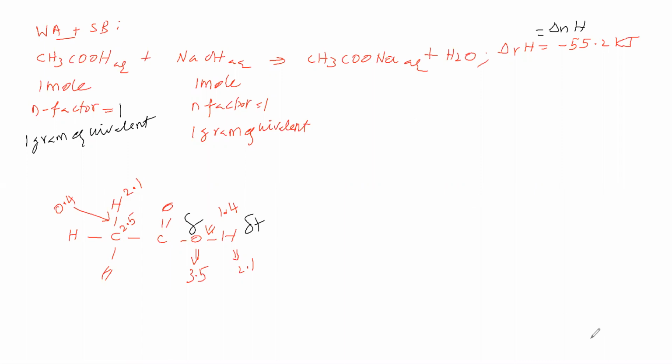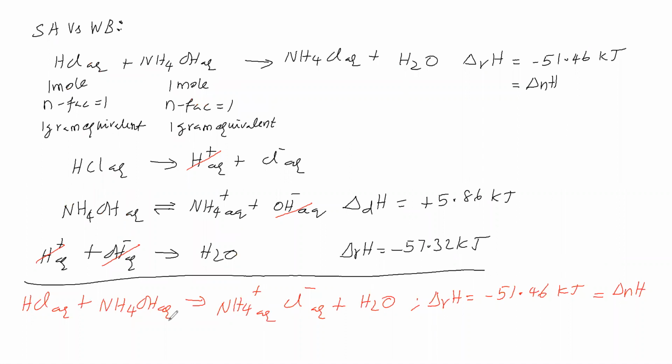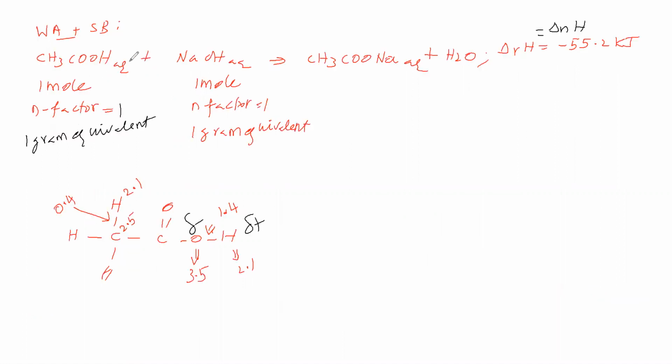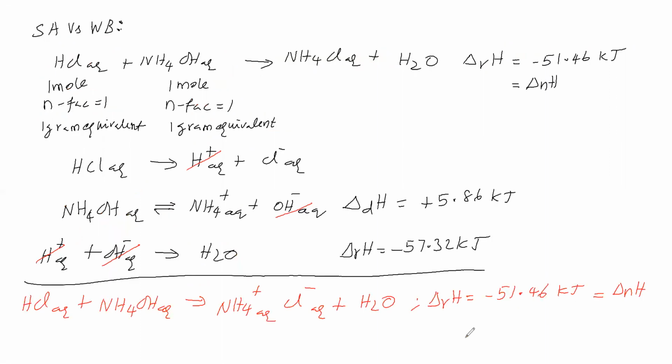Here we compared with the strong acid and strong base, and it has a lower value. Why? Because ammonium hydroxide is a weak base. In this case acetic acid is a weak acid, so one is weak and one is strong, like the previous case. Then why is the enthalpy of neutralization 55.2 here, but 51.46 in this case? Why is there a difference?